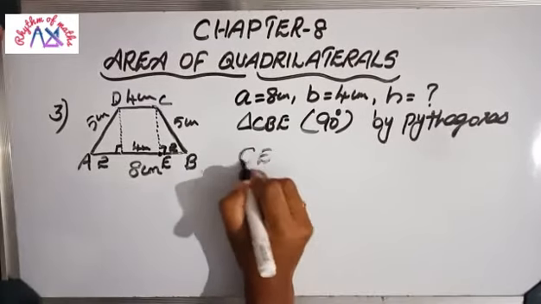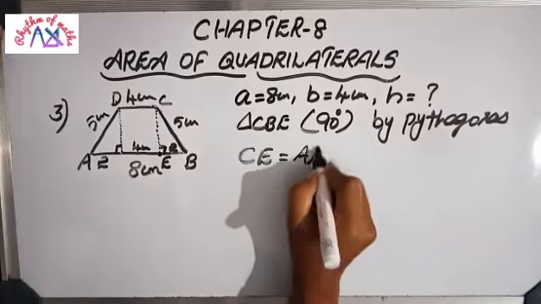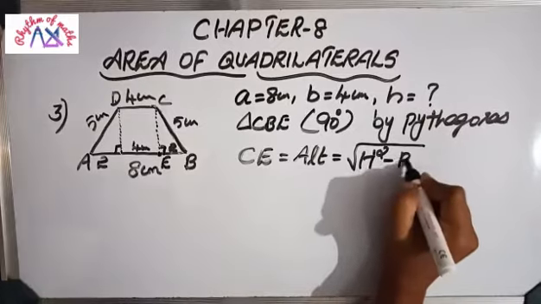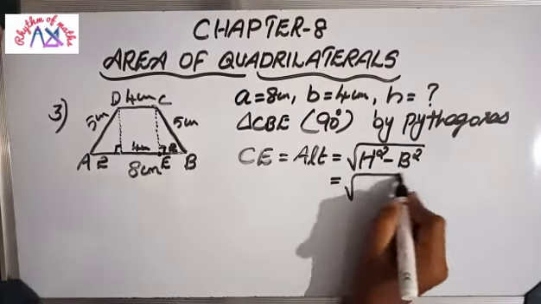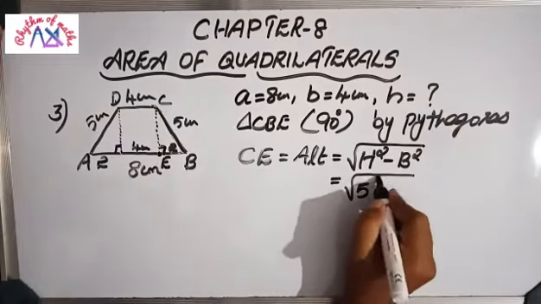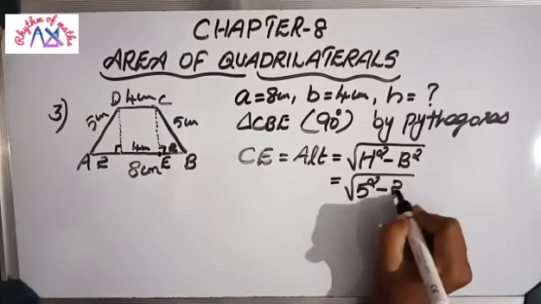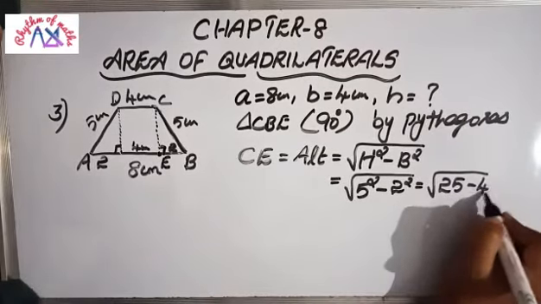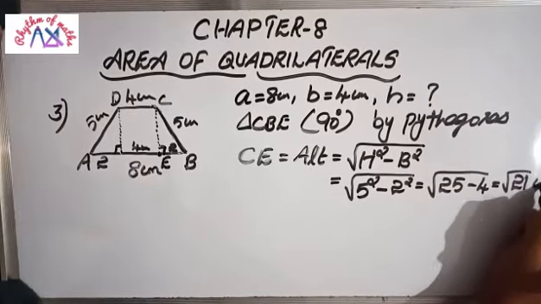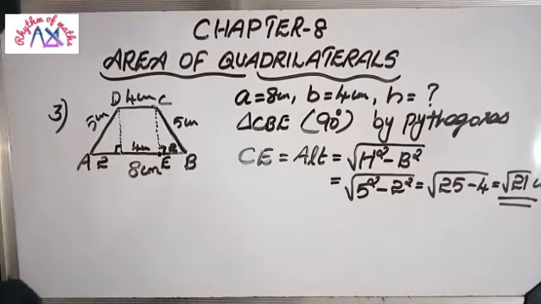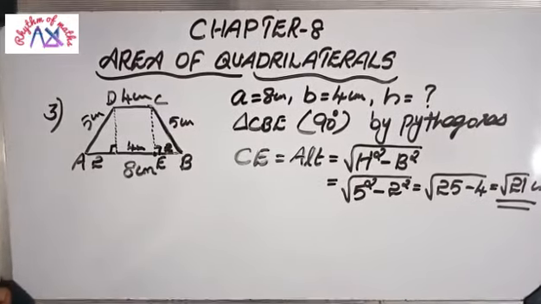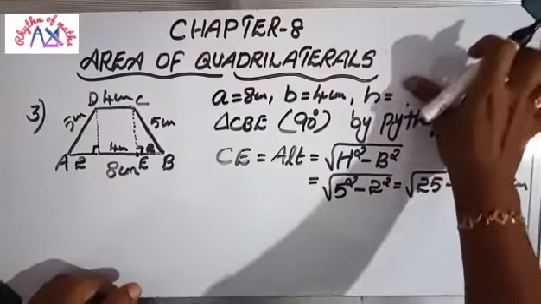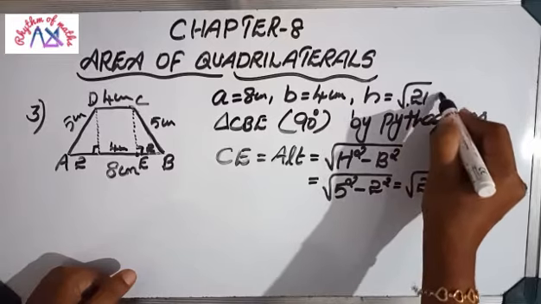So CE we need to find. CE means altitude portion. CE equal to altitude. Altitude equation is root of hypotenuse square minus base square. So here what is hypotenuse? Hypotenuse is 5. So 5 square minus base is 2 square. That is 5 square is 25 minus 2 square is 4. So answer becomes root 21 centimeter. Root 21 is not possible to simplify, so we can write root 21 itself. Okay, so root 21 is the height. So instead of h, here we can write root 21 centimeter.